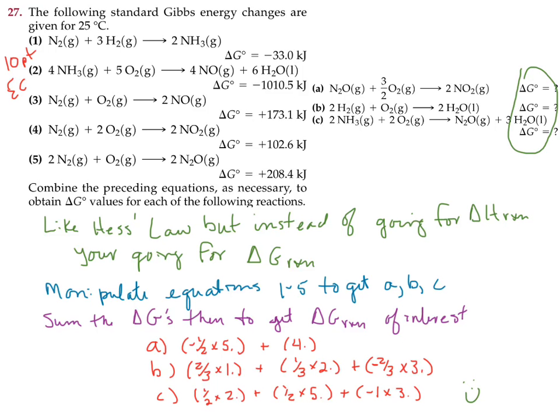For this one, you just need these 2 equations. Take 5, this one up here. If you reverse it and take it times 1/2, plus just 4 out of the box, if you add those 2 together, you're going to get A.